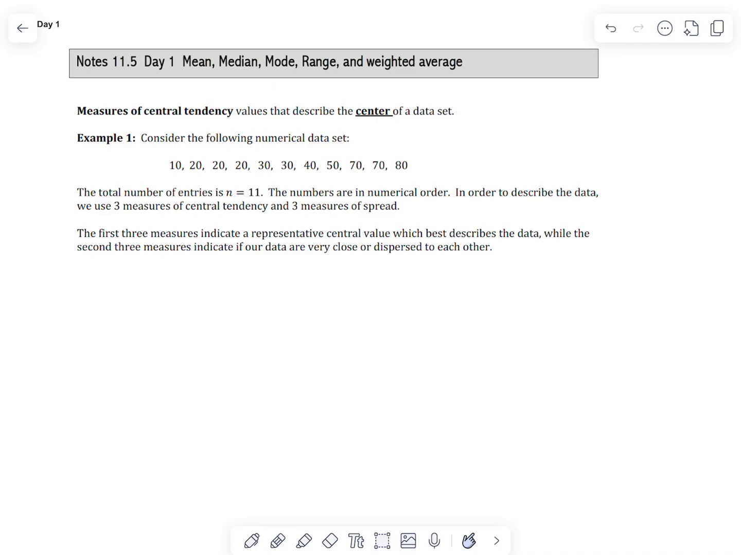It's in order from least to greatest, and there are 11 entries, so 11 data points, and the numbers are in numerical order. So when we do our math problems in this lesson, please make sure you go from least to greatest. The first three measures indicate the central value, which describes the data.